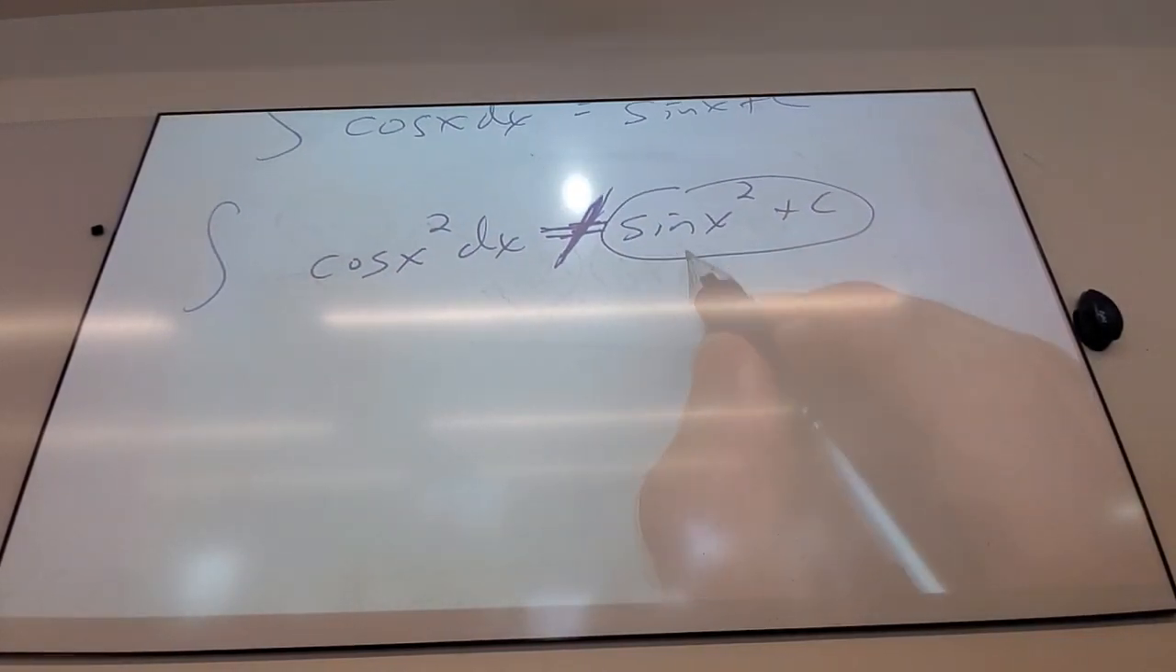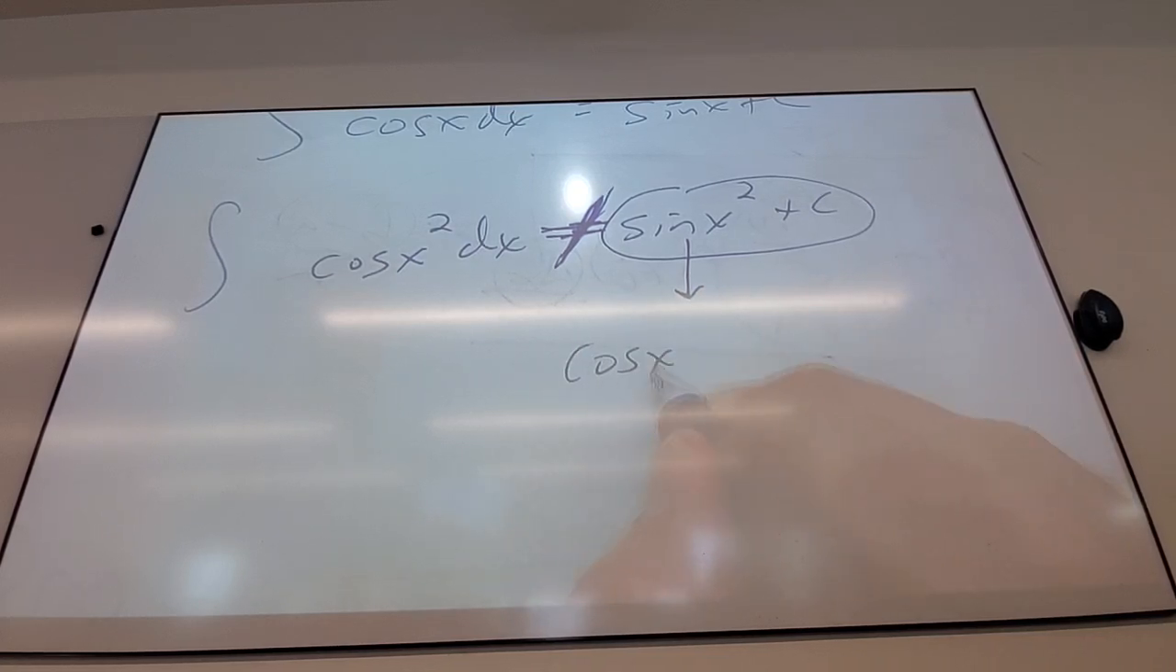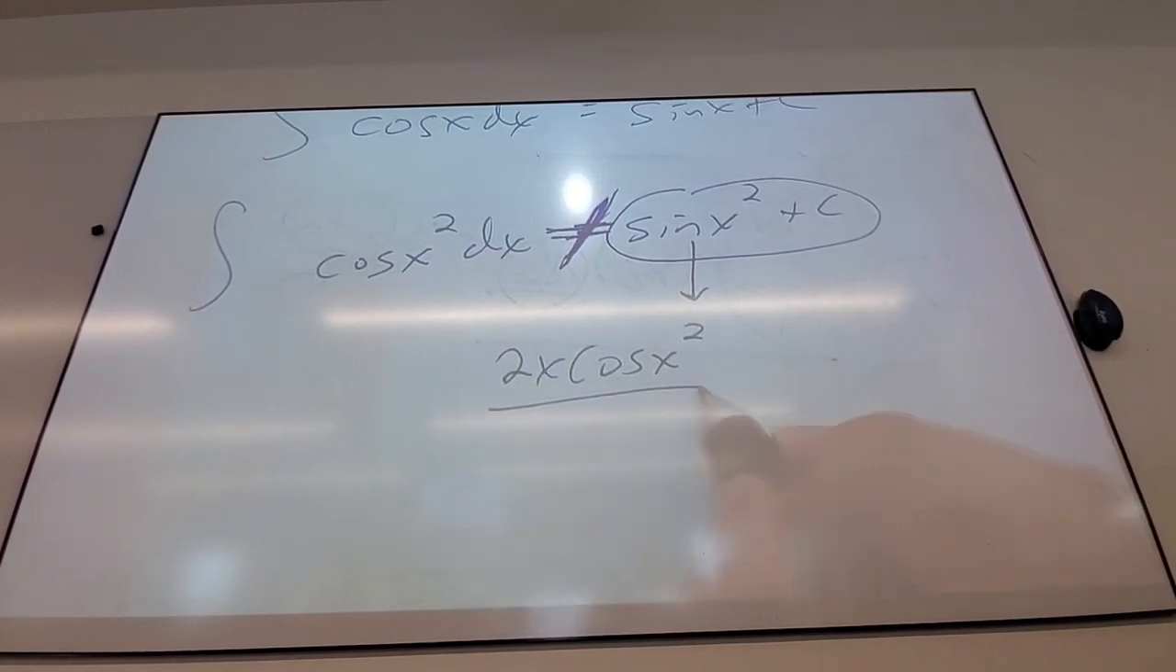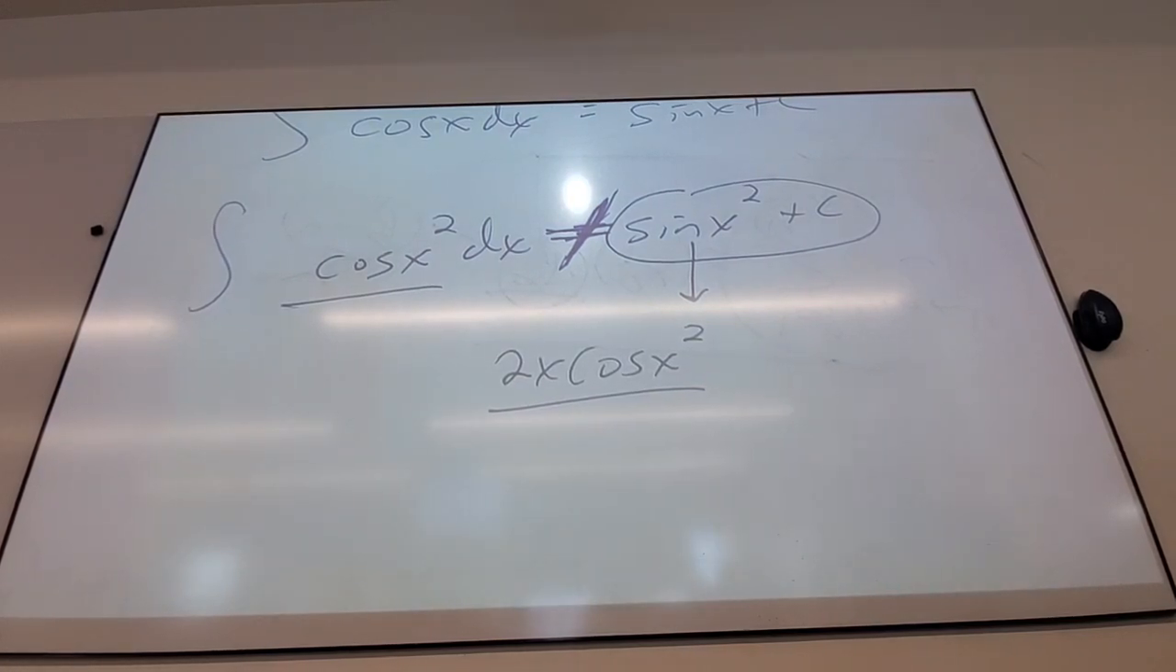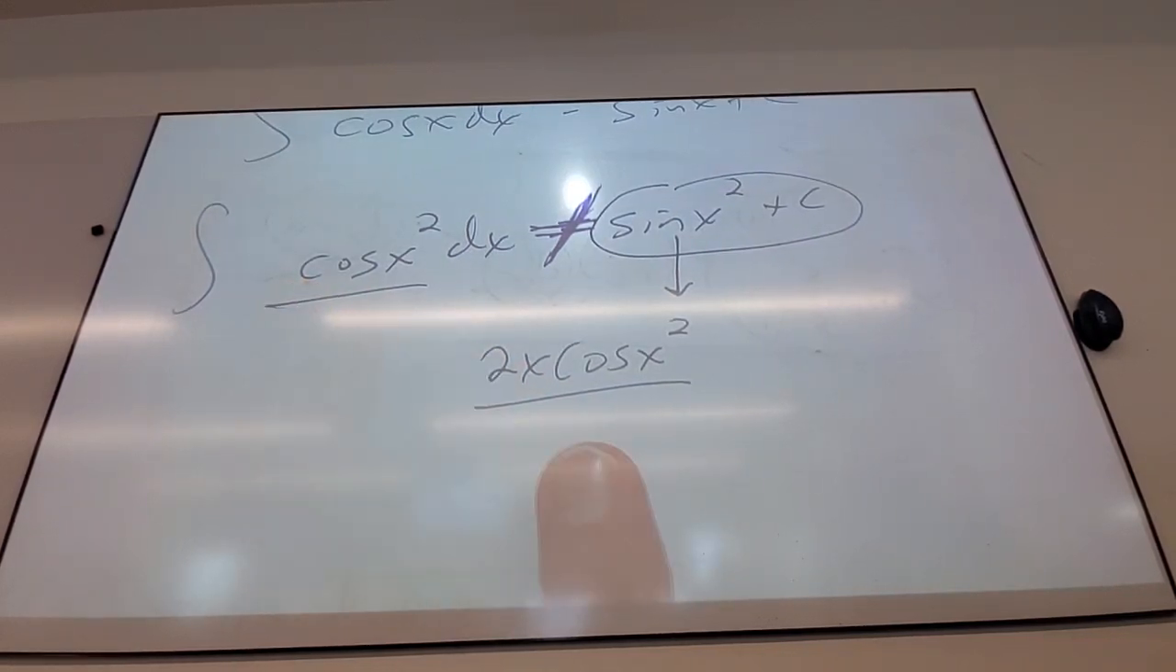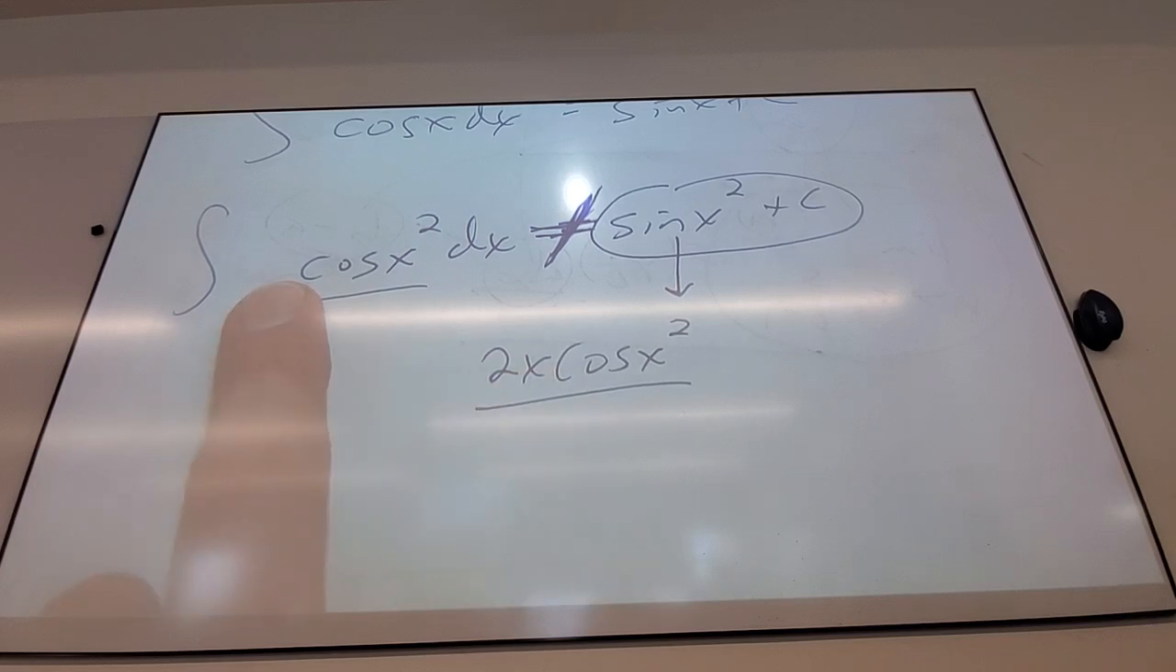Why is that not the answer? What's the derivative of this? It would be 2x. Yeah, it would be cosine x squared times the derivative of the inside. Is that what I had here? No. Is what I'm missing just a number? Yes. Is it? No. A number and a variable. There we go. If I'm missing a variable, I am screwed.